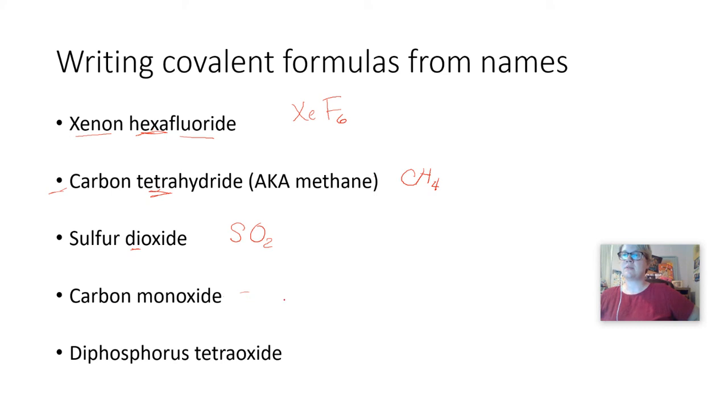Carbon monoxide, so carbon and oxygen, and mono meaning 1. So that is the formula for carbon monoxide, 1 carbon, 1 oxygen. And then if we come down here, we've got phosphorus tetraoxide. So phosphorus and oxygen. And so how many phosphoruses are there? There's 2. And tetra meaning 4, so there's 4 oxygens.